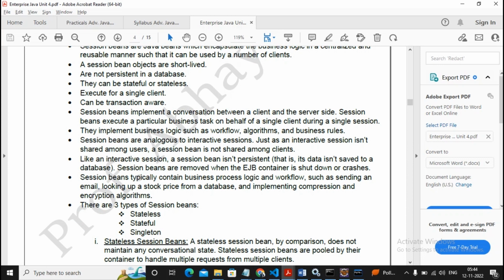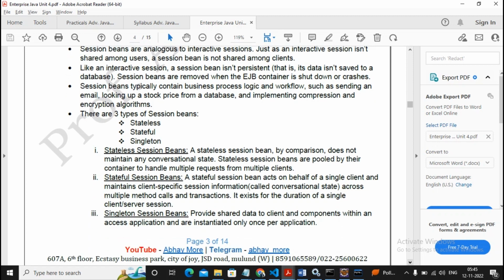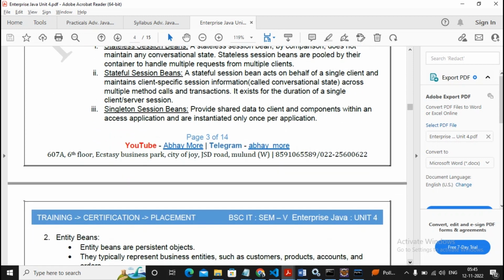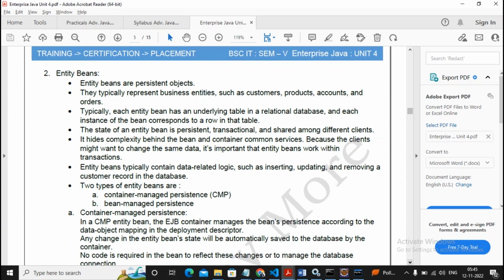I had told you this in theory also, and in practical also. Stateless means the response is given by the EJB server towards the EJB client, and after the response is given, no state is maintained. It is just like your HTTP protocol. Whereas stateful means a state is maintained between the client and server. That's the reason I'm telling you, just look at the practical aspect. It will be much easier for you to recollect the concept of the stateless and stateful Session Bean and the singleton Session Bean, one per application. That is the concept of the singleton Session Bean.